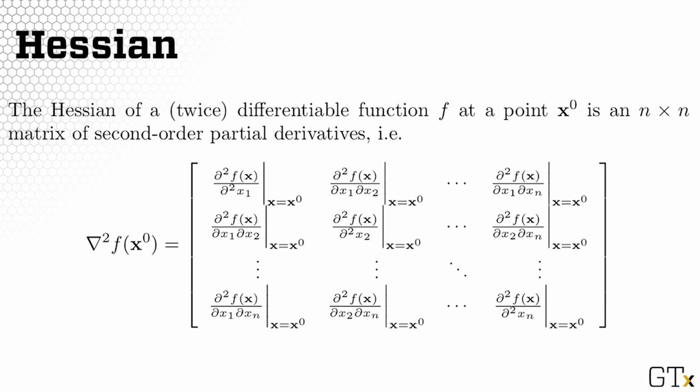Okay. What is the Hessian matrix? A Hessian of a twice differentiable function at a point x0 is an n by n matrix of the second order partial derivatives. So this is the Hessian matrix. We take the first partial derivative and take its derivative again with respect to x1. We take the first partial derivative, take its derivative with respect to x2. That's the second element, and so on. And we produce this n by n matrix that is called the Hessian.